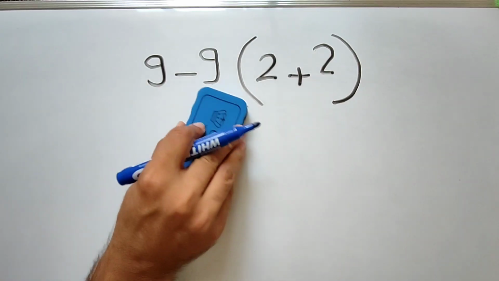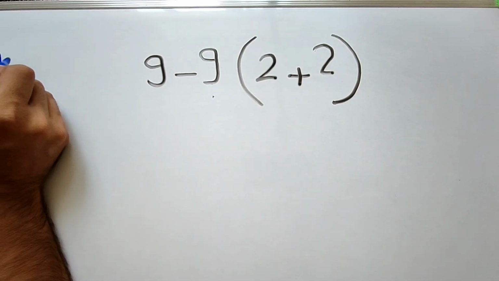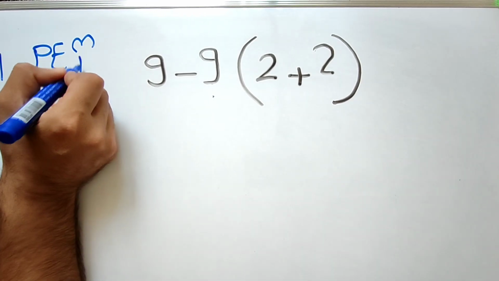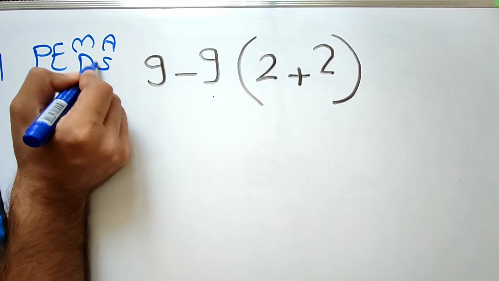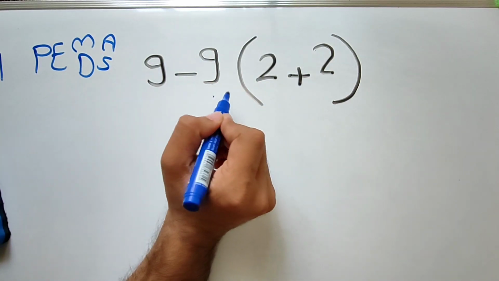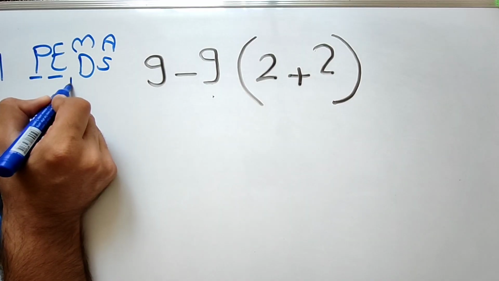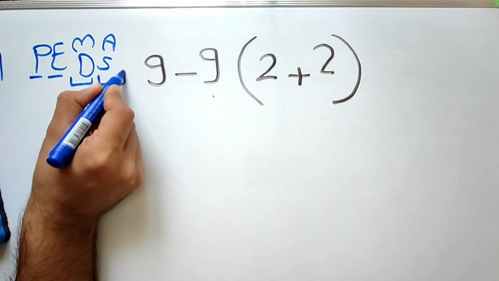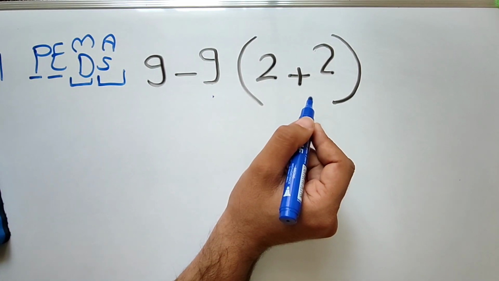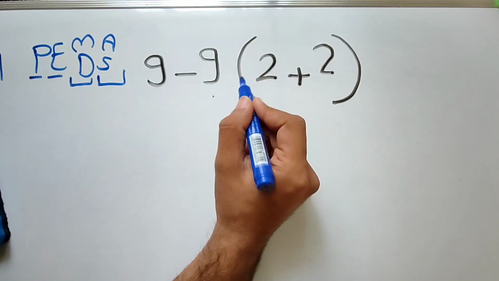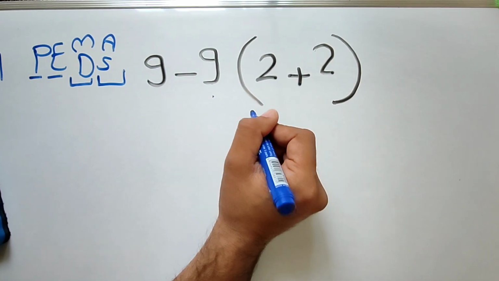According to the rules of mathematics, PEMDAS, we have to solve this expression like this. First parenthesis, then exponent, then multiplication and division, and then addition and subtraction. So according to the rules of mathematics PEMDAS, we have one parenthesis here that we have to solve first.